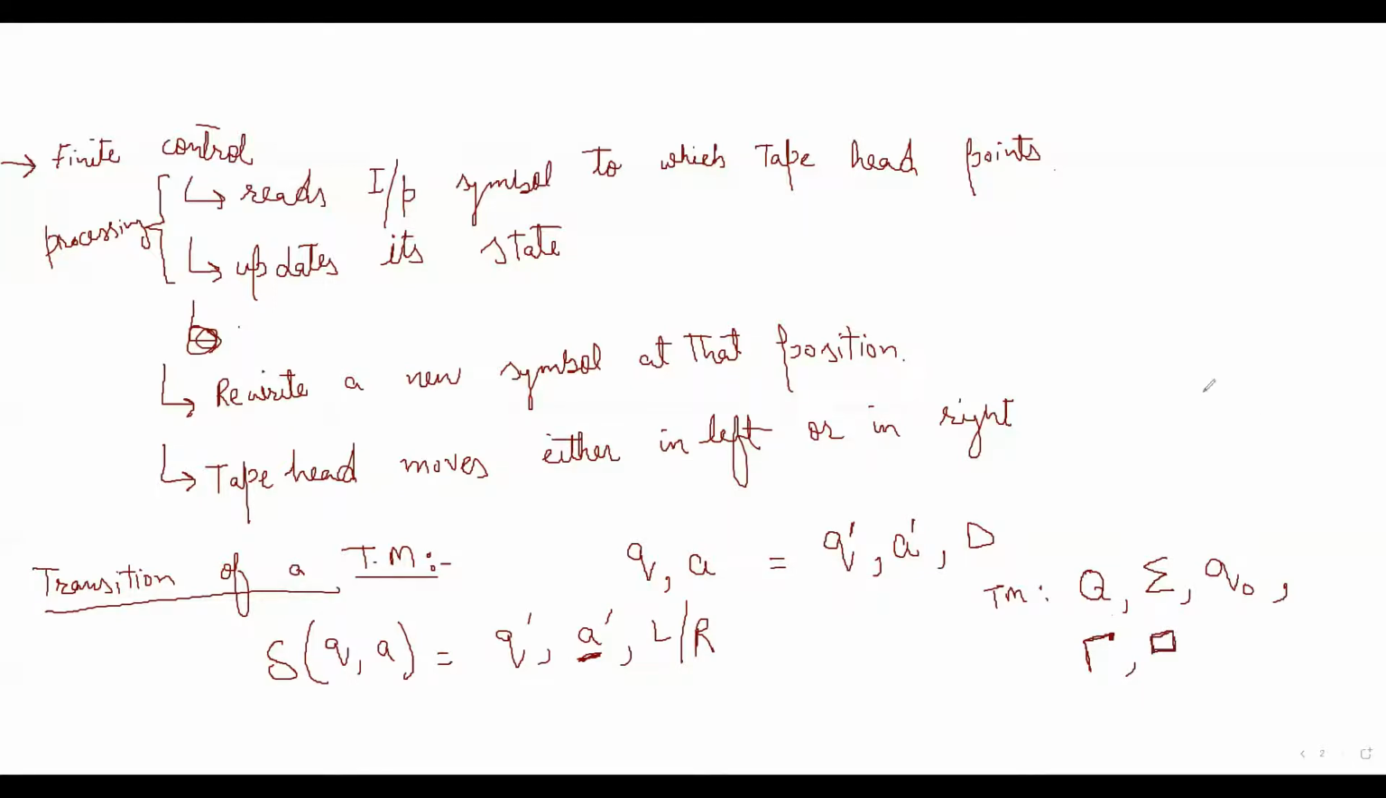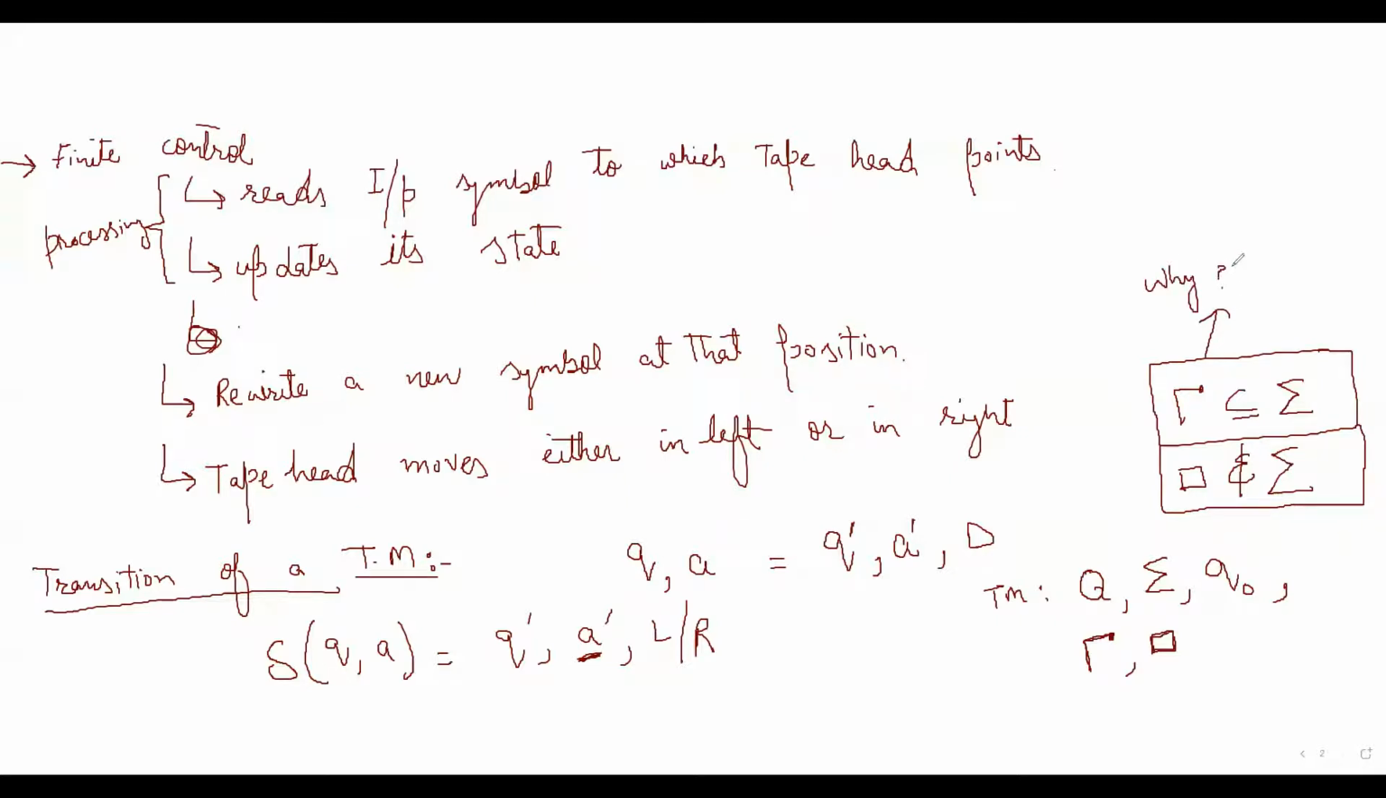But you have to keep in mind this sigma will be a subset of this one. Okay, so you have to keep this in mind. And this special symbol does not belong to this alphabet set. So you should think about this: why this rewriting symbols should be a subset of this input alphabet set? So you have to understand why this should always be true.